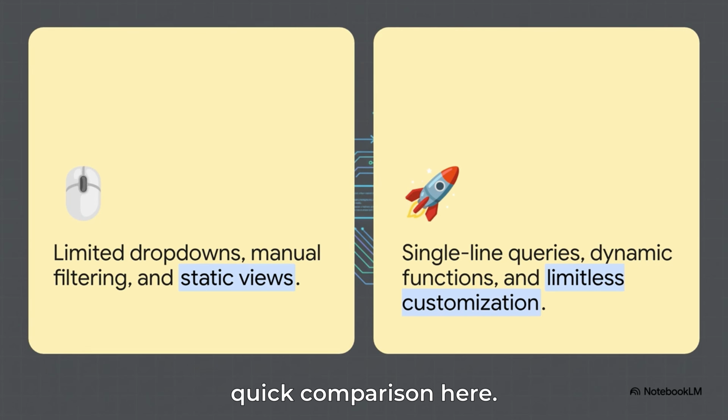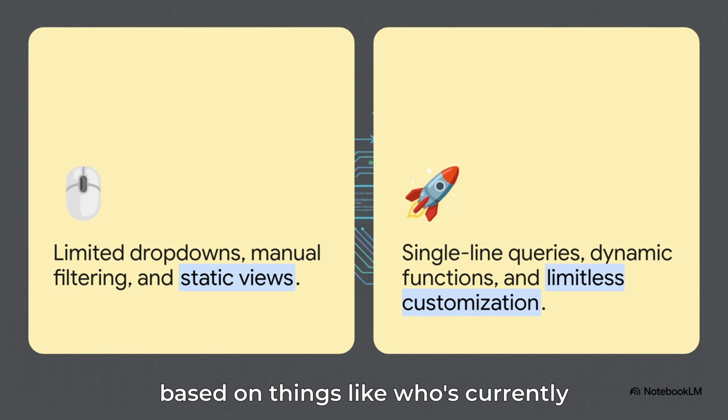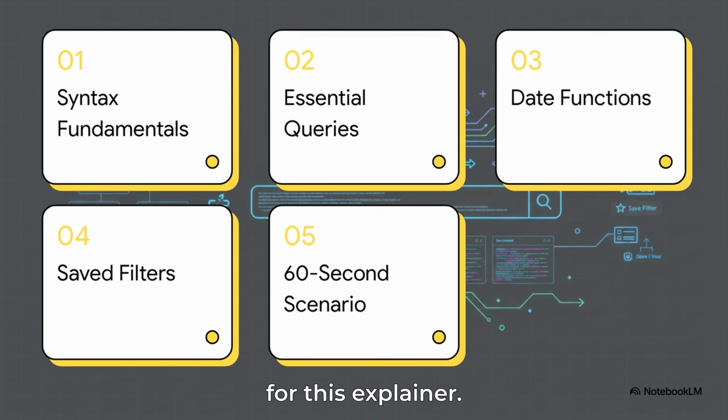So let's look at a quick comparison here. Basic search is visually simple, right? You click some dropdowns, you check a few boxes, but it's so restrictive because you're entirely limited to static views. Advanced JQL mode, on the other hand, lets you type highly specific single-line commands directly into the search bar. This dynamic approach completely changes the game. It allows you to use functions that instantly adapt based on things like who's currently logged in or the exact date and time.